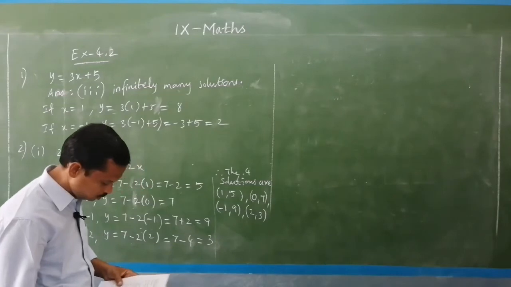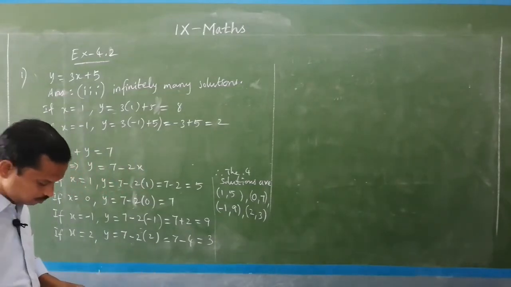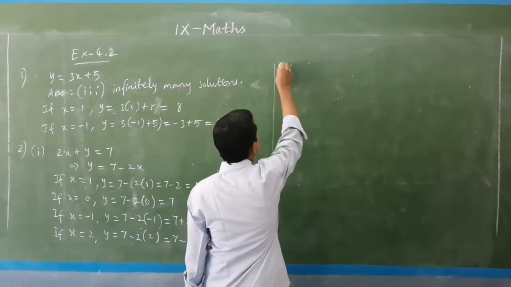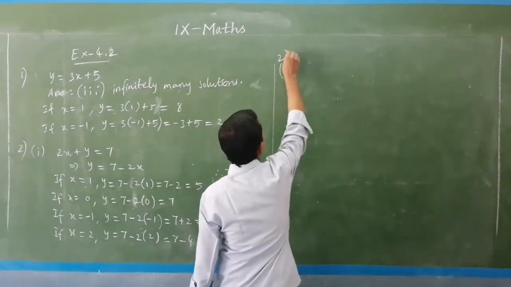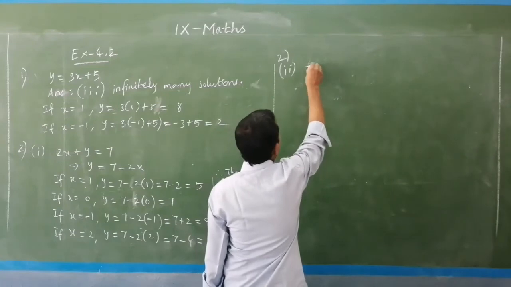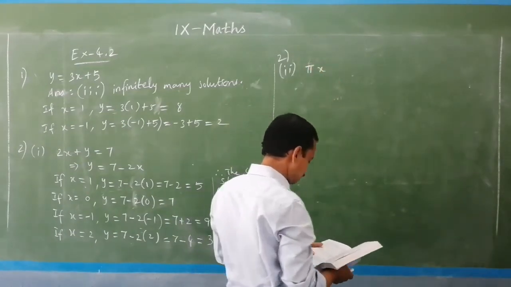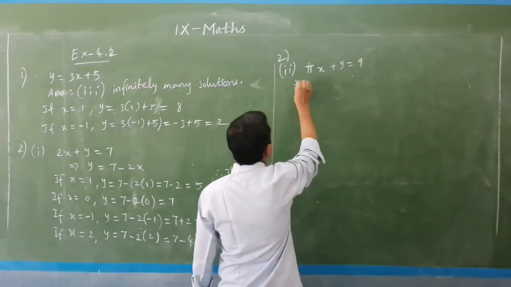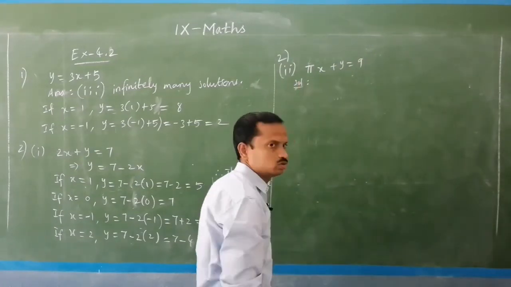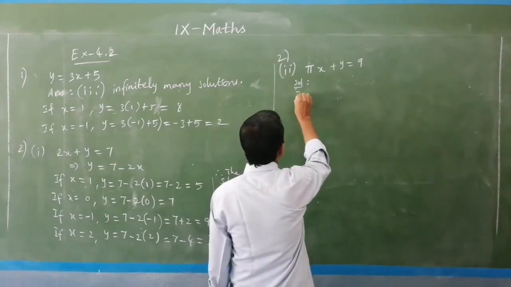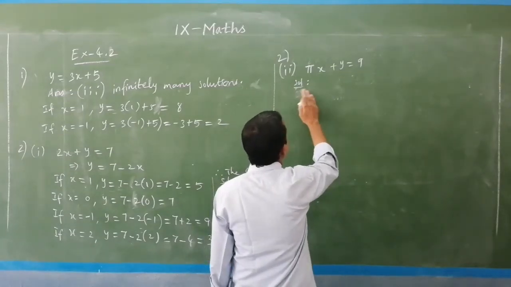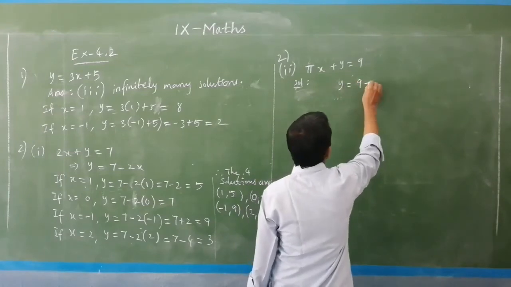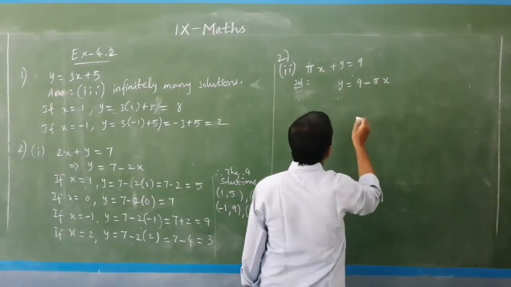And the next one, pi x plus y equal to 9. Question number 2, option 2: pi x plus y equal to 9. We have to find 4 solutions for this. Before that, we have to write this equation as y equal to 9 minus pi x.